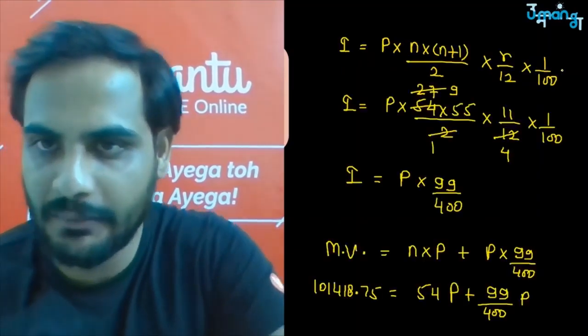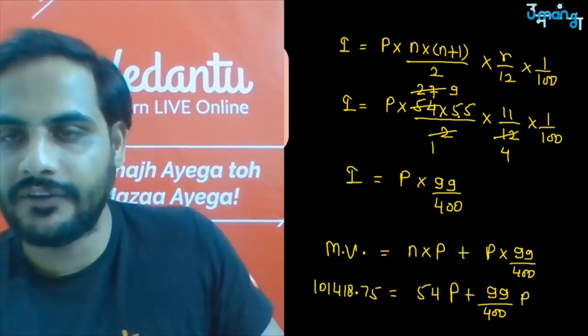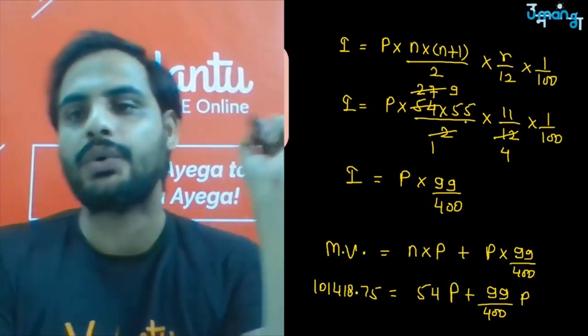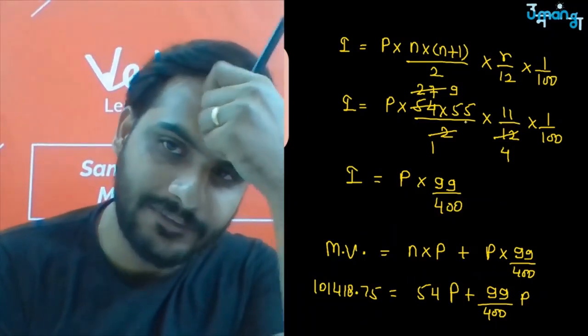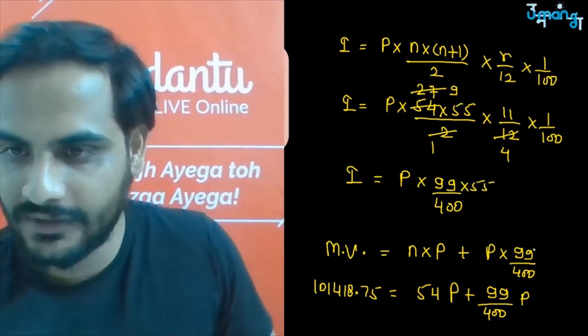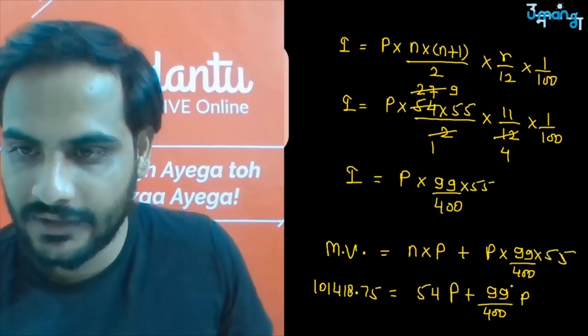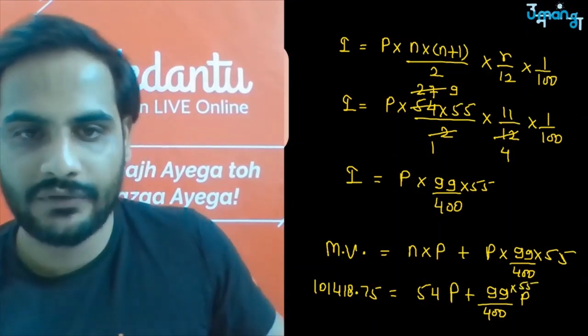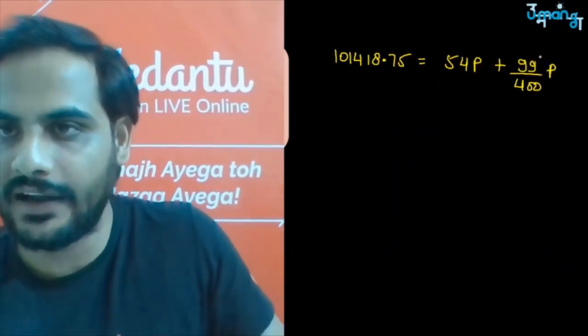Let us look here. Have you made any mistake in calculating interest? 54 into 55. Oh, I have not multiplied 55. Some mistake is there. So 99 into 55, 99 into 55, and here also 99 into 55. So let us see what is 99 into 55.